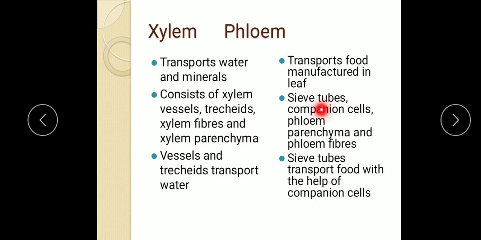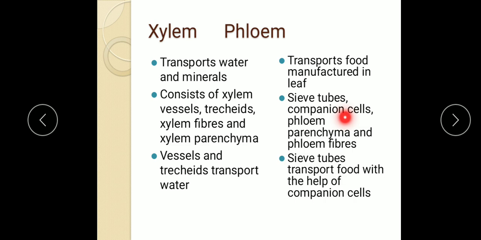What are the sieve tubes? Sieve tubes are elongated tubular cells placed end to end like tubes, and their end walls have minute pores. These minute pores are known as the sieve plates. At maturity, sieve tubes lack nuclei and have very few organelles. This limits their function to just transporting the food material.